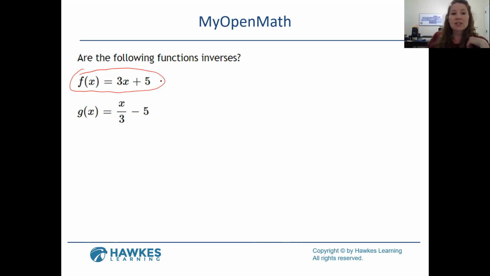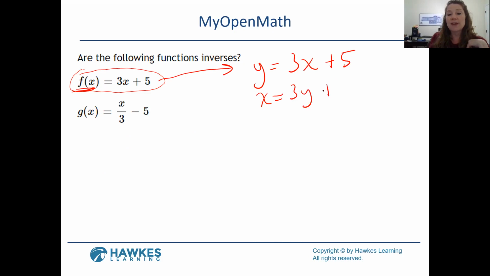Well, let's see. So we're going to take our original. All I'm going to do right now is exchange f of x for y. So y equals 3x plus 5. That's our original equation. So now we're going to exchange x and y. So I'm going to write x equals 3y plus 5. And now I'm going to solve for y by subtracting 5 from both sides. So then I get x minus 5 is equal to 3y.